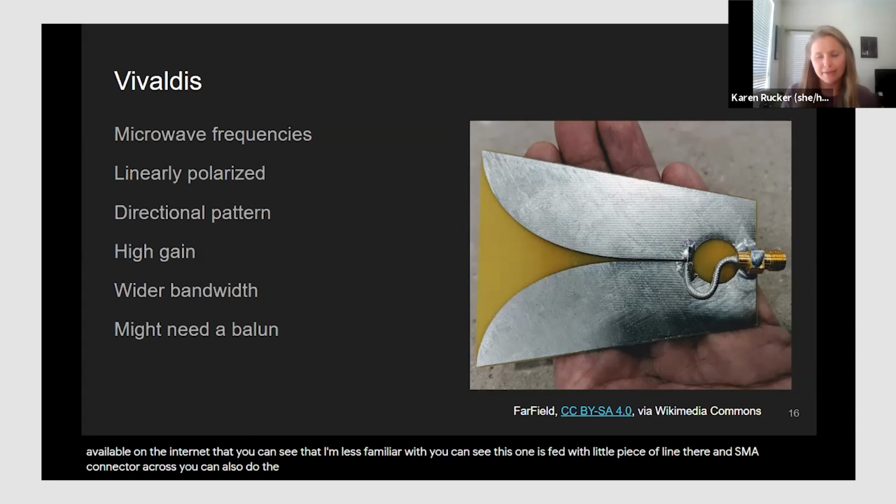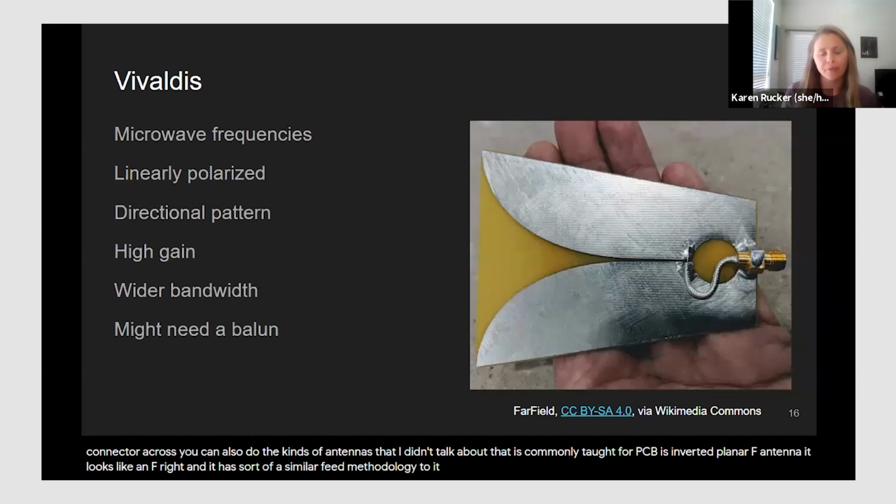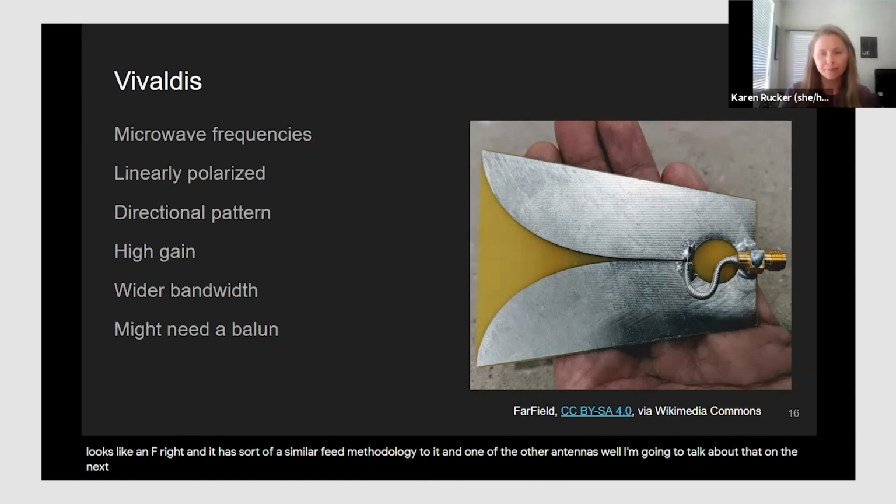One of the kinds of antennas that I didn't talk about that is commonly taught for PCB is the inverted planar F antenna. It looks like an F, right? And it has a similar feed methodology to it. And one of the other antennas, well, I'm going to talk about that on the next slide.